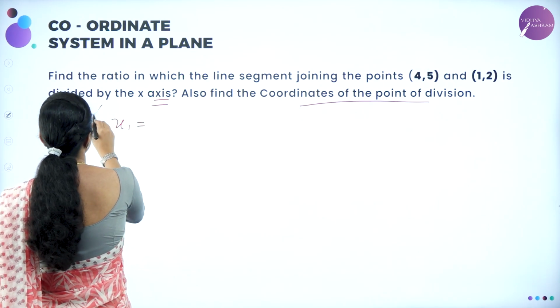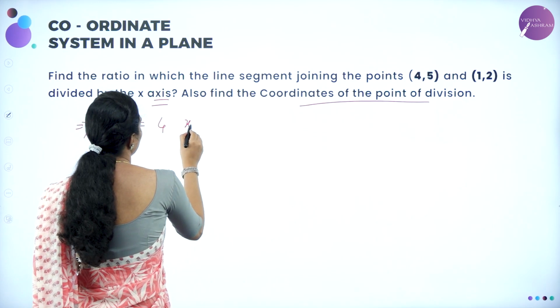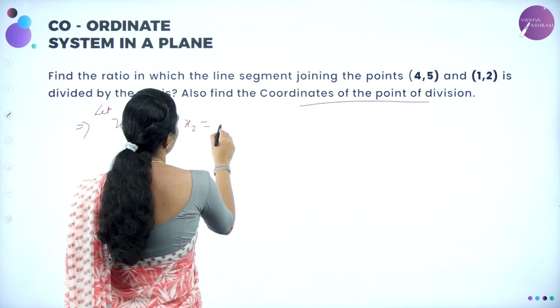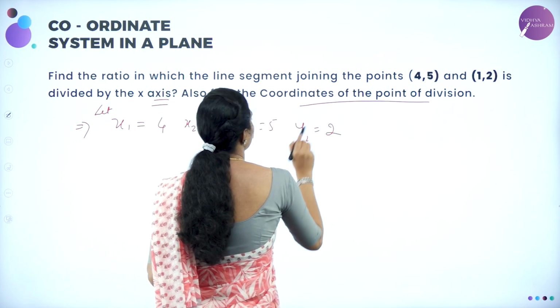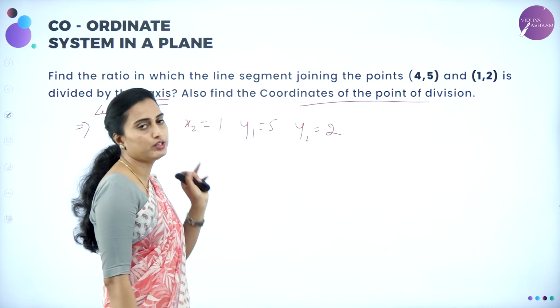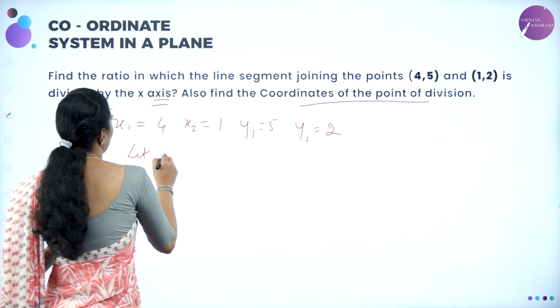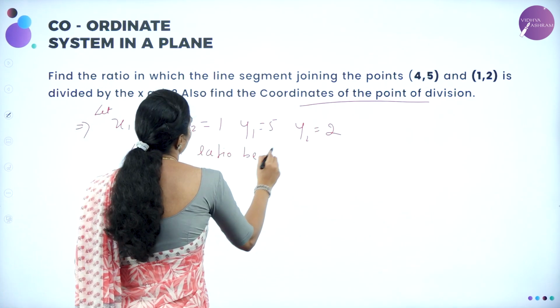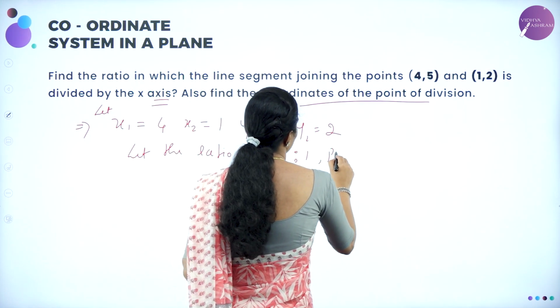Let x1 is equal to 4, x2 is equal to 1, y1 is equal to 5, y2 is equal to 2. Correct? I have taken x1, y1, x2, y2. So dividing, let the ratio be k is to 1. Point on the x-axis.